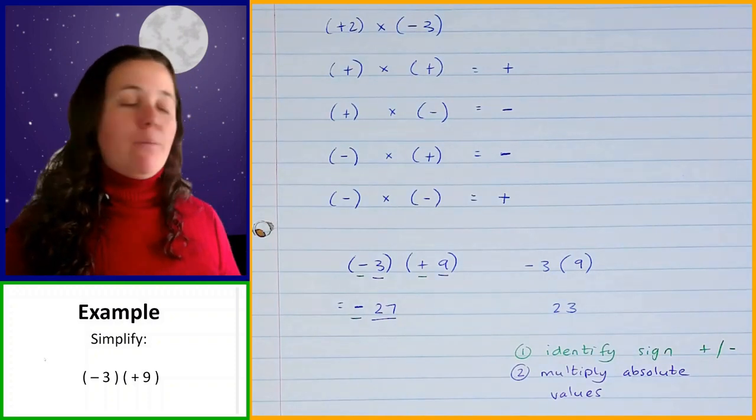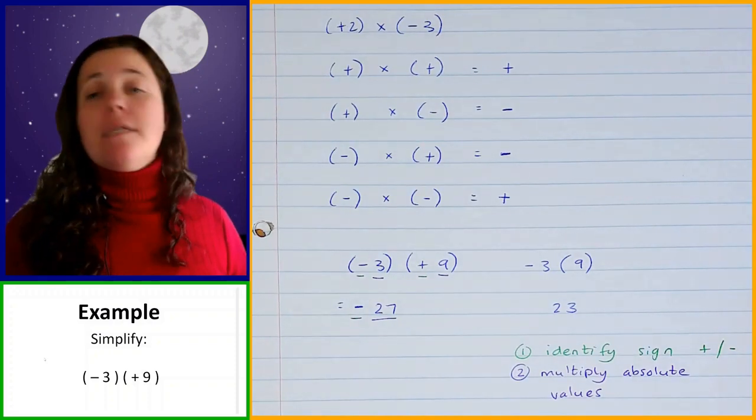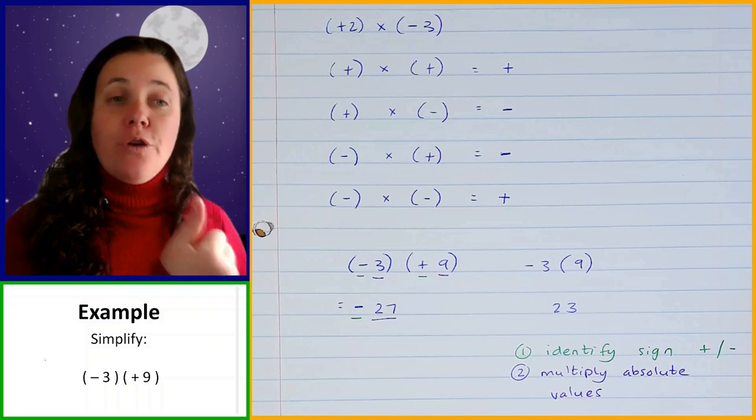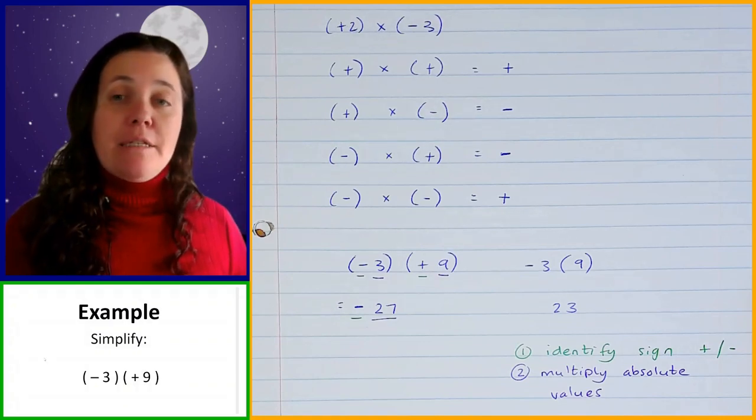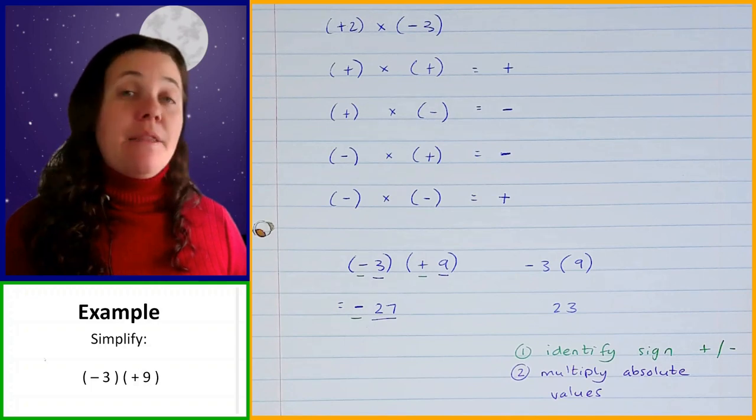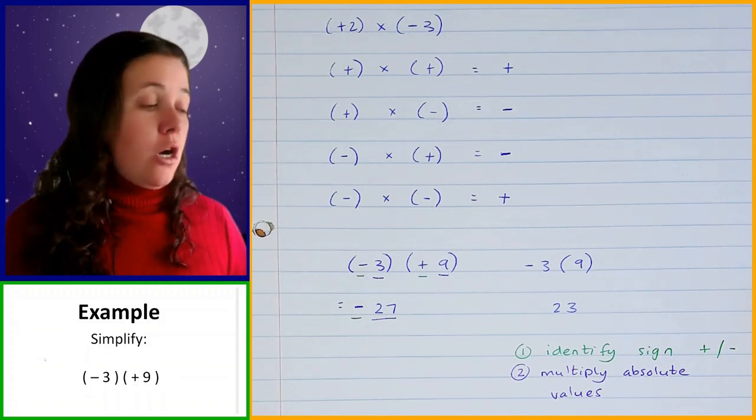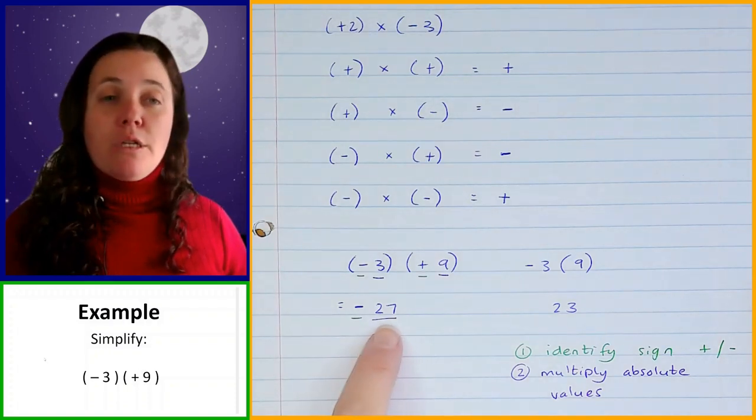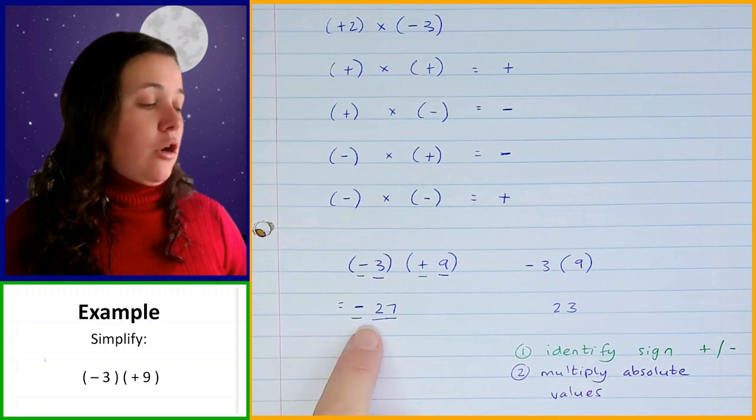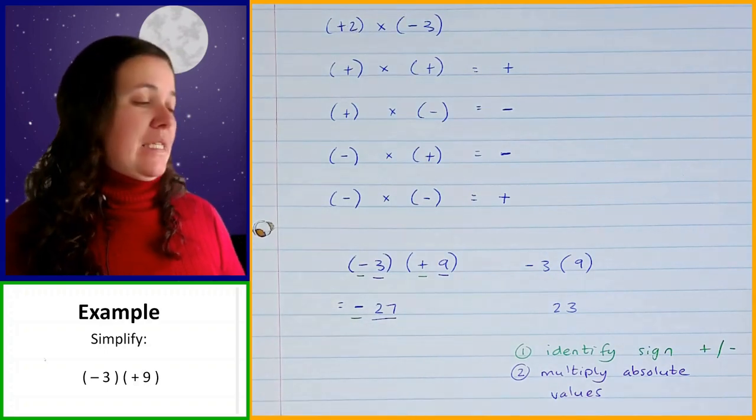So when you are multiplying integers, there are two parts to what you have to do. The first thing you do is you identify your sign by looking at the signs of the integers that are being multiplied together. And the second thing you're going to do is you're going to multiply the absolute values of the integers that you're multiplying together to see what the number part of it is going to be. So our answer for this one is negative 27.